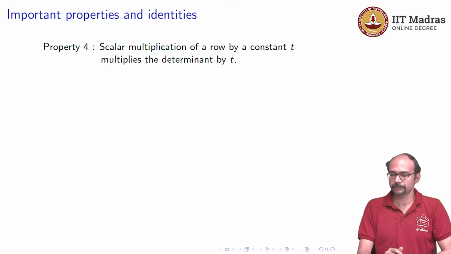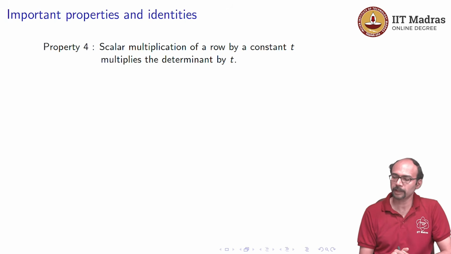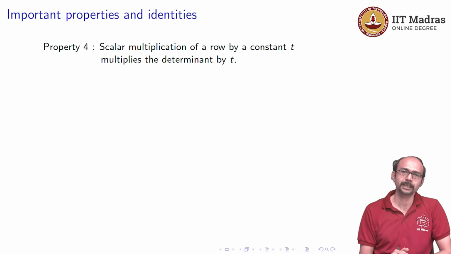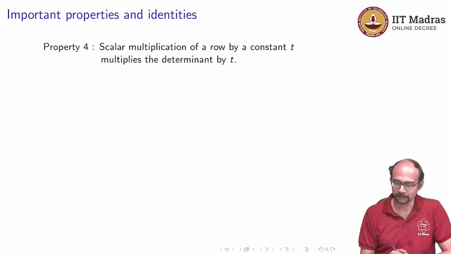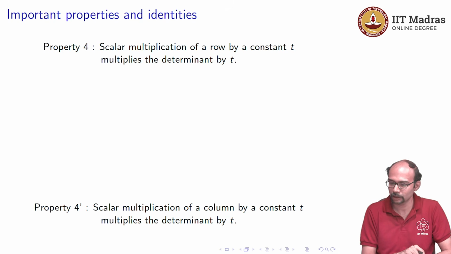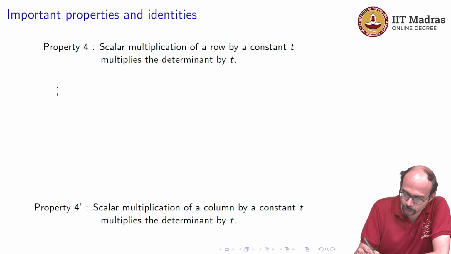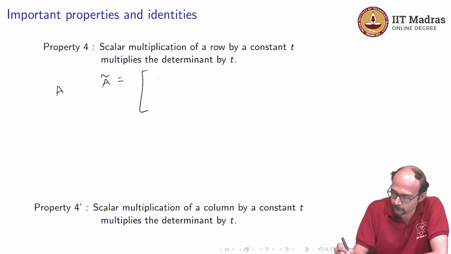Fine. So then another property. Again, we have seen this for 2 by 2, and I left it to you to check for 3 by 3. If you multiply a particular row by a constant t, then the determinant gets multiplied by t. So the same thing holds for columns. If you multiply a column by t, then the determinant gets multiplied by t. So what is this saying? So you have a matrix A, and let's say in A tilde you multiplied the ith row by t. So you have tAI1, tAI2, and so on, tAIN. Everything else is the same.